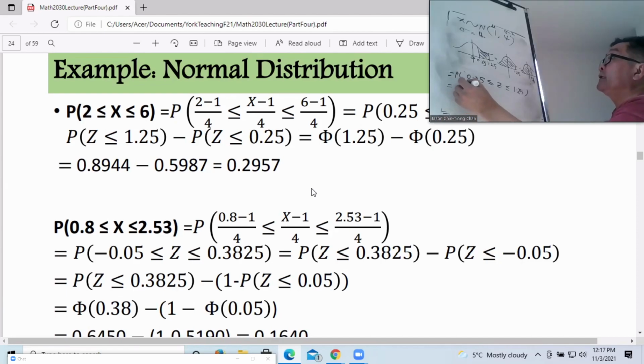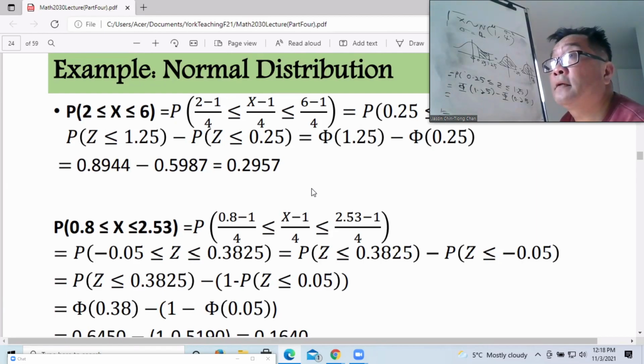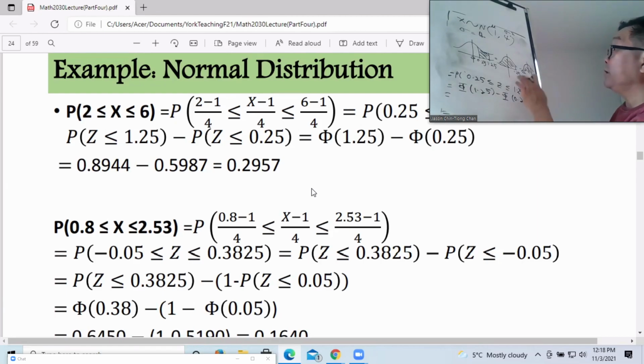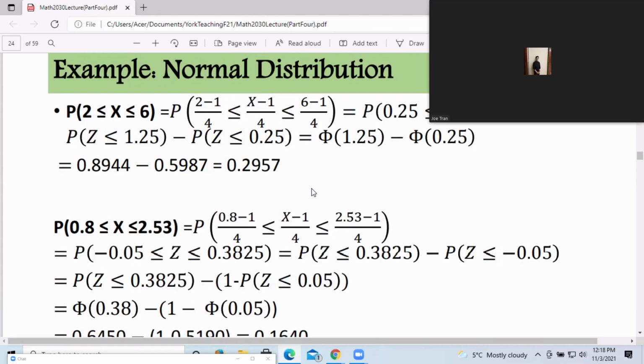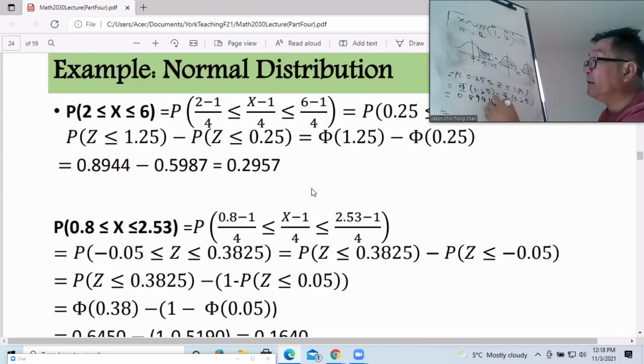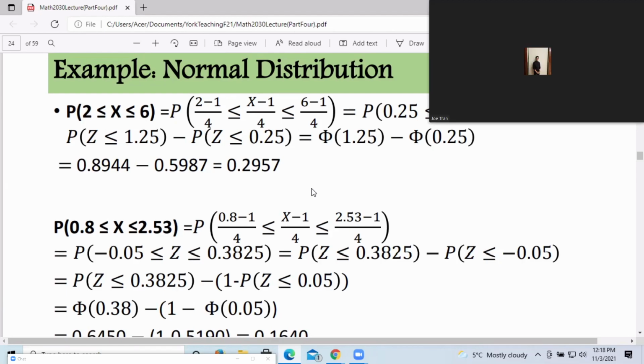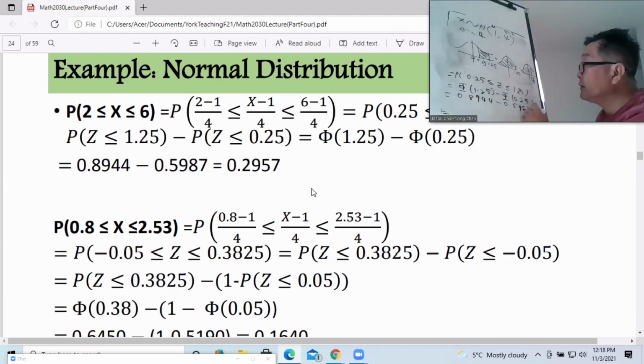So then you can write down pi of 1.25 minus pi of 0.25. So get the values from the table. Yes, that's right. Can you give me this value? 0.8944. Okay, good. Then the second one? 0.5987. So what's the final answer?